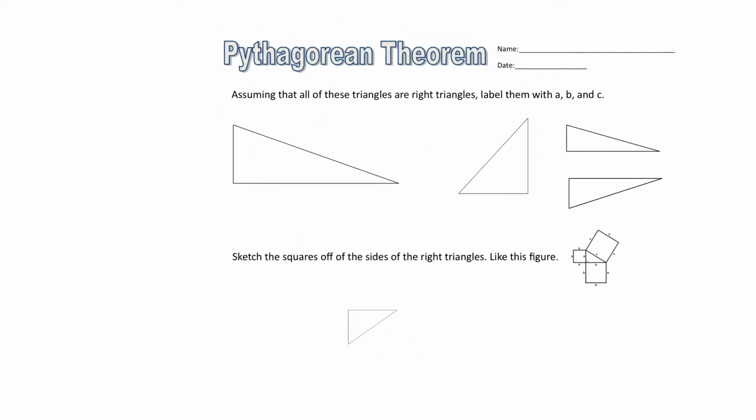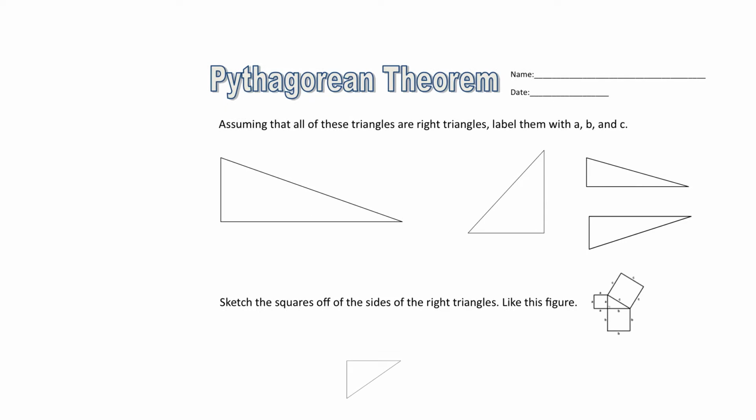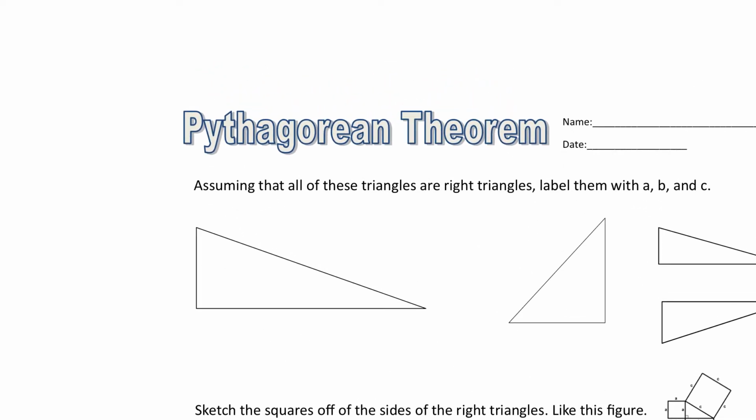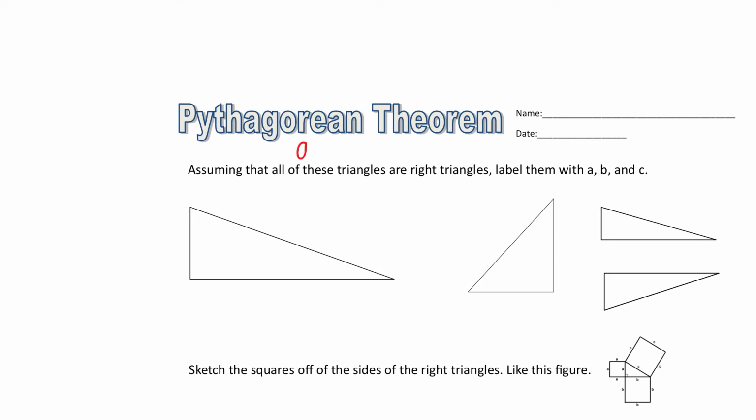Okay, so today we're focusing in now on Pythagorean Theorem. Again, this is something you learned in 8th grade. I don't know how much of this you did in Algebra 1, but you should have seen some of it. What does the Pythagorean Theorem say? A squared plus b squared equals c squared.